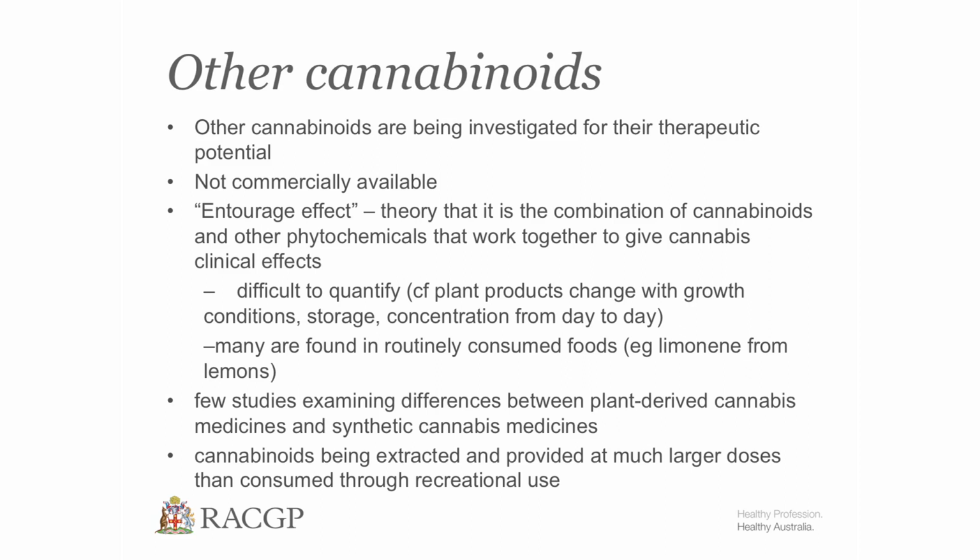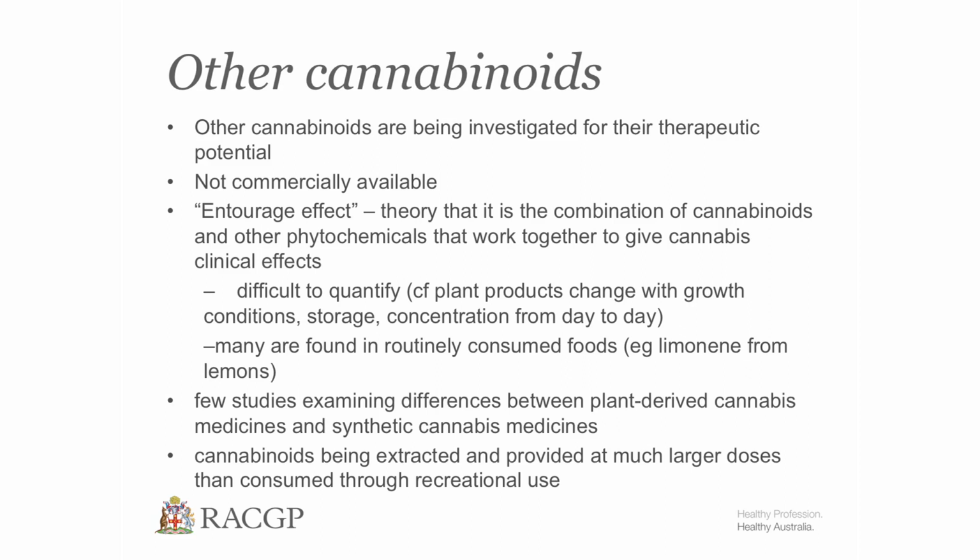There's this idea of the entourage effect, where it's the combination of cannabinoids and other phytochemicals available in cannabis that work together to give its clinical effects. It's been difficult to quantify because different plants will have different things, so how much of the entourage effect is important. And also it's really hard to quantify because a lot of the chemicals are not unique to cannabis. They're found in rosemary, they're found in lemons, they're found in other things that we eat. So how much of it is because it was present in the plant and how much of it was different? And again, these other terpenoids, the limonene, all of these are in very different proportions in different products.